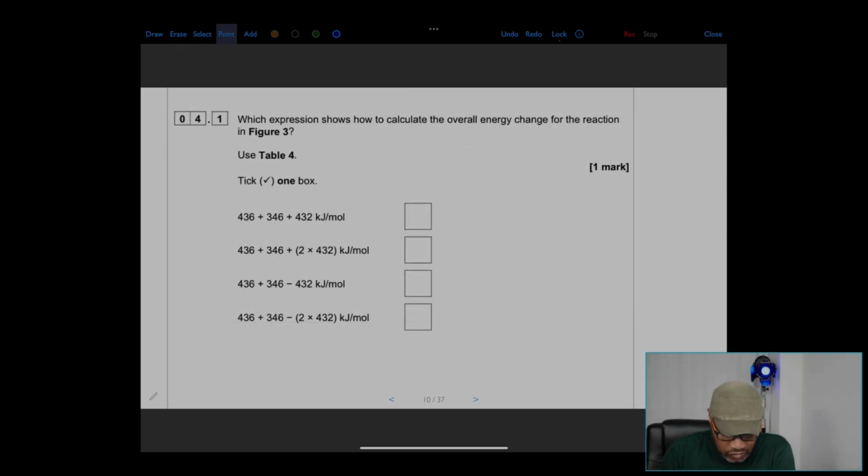Question 4.1: which expression shows how to calculate the overall energy change for the reaction in Figure 3? For the reaction, we know what we've written earlier. We are breaking the bond for hydrogen, so that's a plus. We're breaking the chlorine bond, and we're taking away the forming of bonds. So basically, we've already done it, and that would be the right answer.